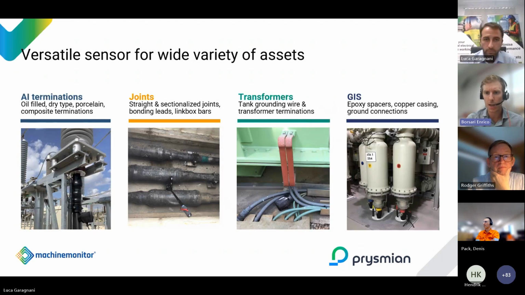If you go to the next slide, Luca, I will explain very briefly that the device is not meant for a specific type of asset. It's a device that we use all across the medium voltage and high voltage electric assets. We start from the obvious: outdoor air insulated terminations, joints, transformer monitoring, and GIS monitoring. All of these assets we can monitor with the very same approach I mentioned at the very beginning, by placing the device on the cable next to the accessory that I want to monitor.